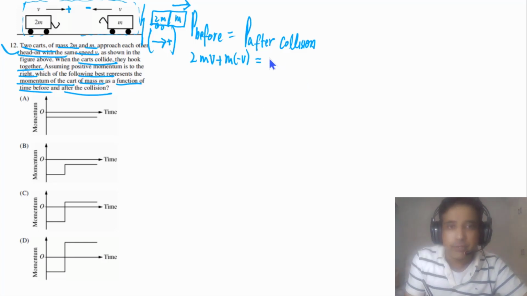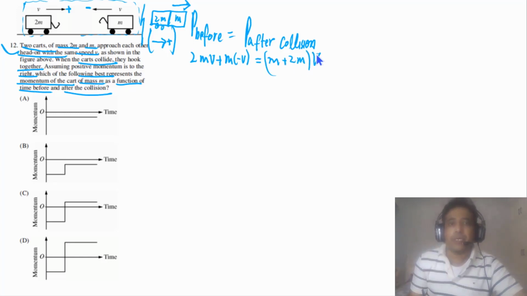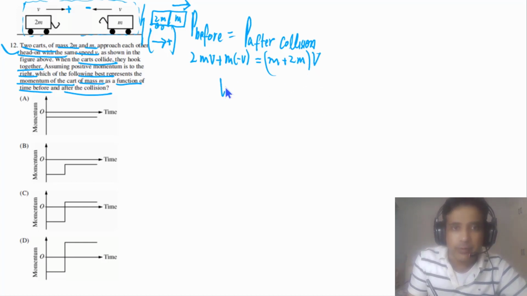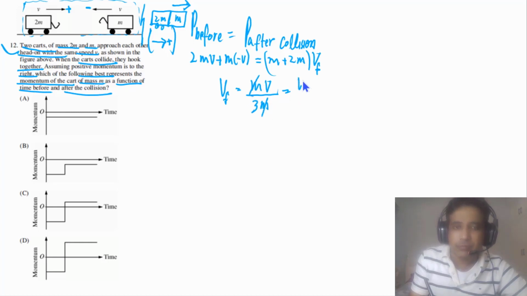So simply we can write m plus 2m times v, and we can find the value of v from here. We can call this v final, vf, to avoid confusion. So vf will be equal to 2mv minus mv, which gives mv, divided by 3m. Cancelling m with m, we are left with v by 3. So this is the final velocity, the velocity of the cart of mass 2m and also of the cart of mass m, equal to v by 3.